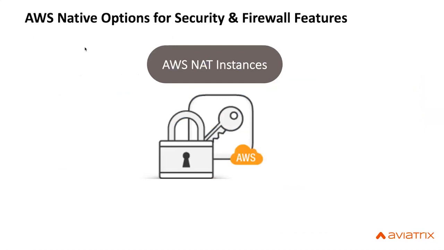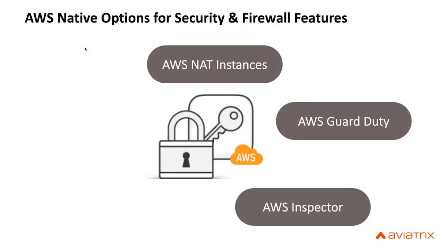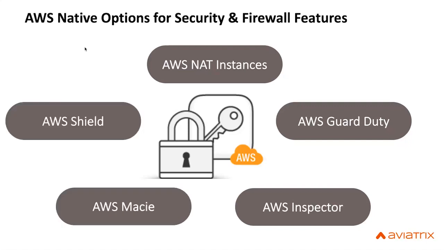Sherry, maybe you can start with what is available natively in the arena of security and firewalling. Sure. AWS offers a variety of security services, starting from NAT gateway as a service, which allows internet-bound traffic to go through the NAT gateway service. AWS introduced GuardDuty, which is a comprehensive IDS type of detection, and then Inspector and Macie. AWS Shield is for inbound DDoS attack protection. So these are the native services.